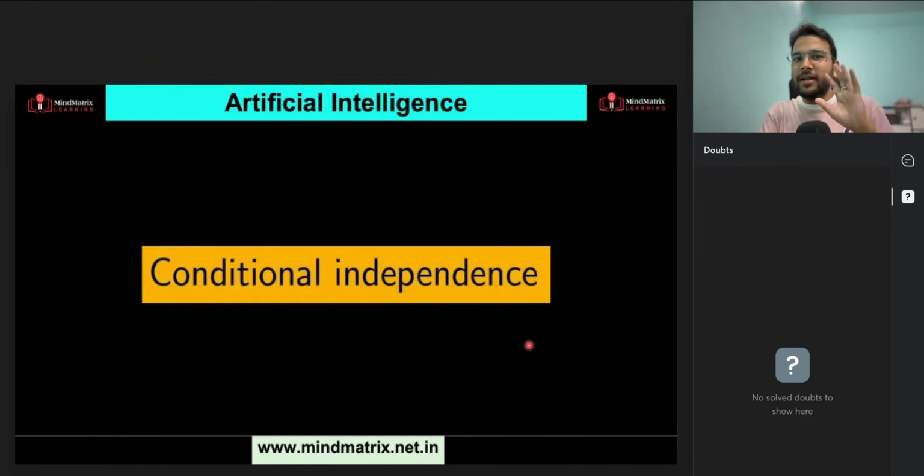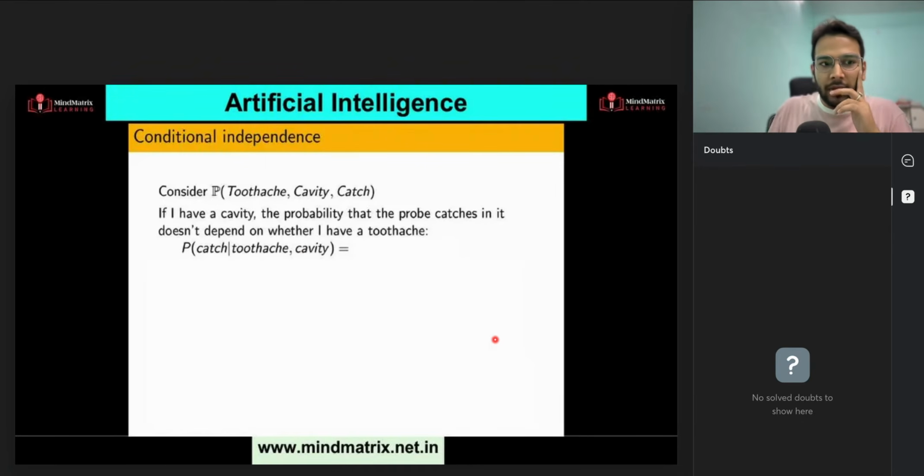That means independence is there, but it is based on conditions. Okay. So let's see what I'm talking about. Carefully see this. Consider probability of two things. Now weather is gone, right? Weather is absolutely independent, so we have removed it. Don't consider it now. Now we are just focusing on these three things. Carefully understand it. This is very, very important. Consider probability of toothache and cavity and catch.